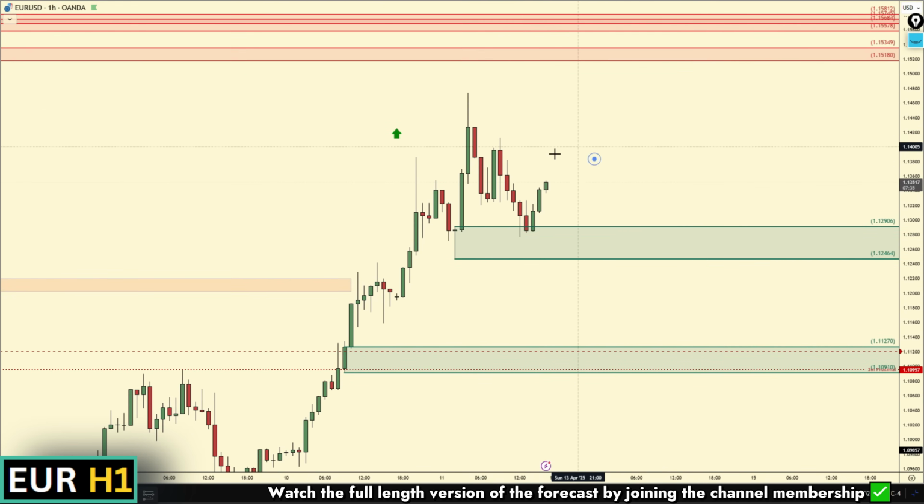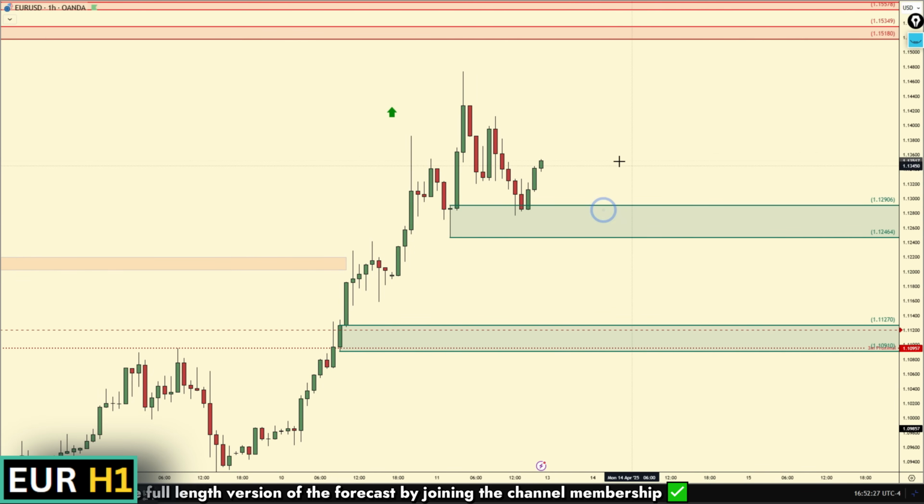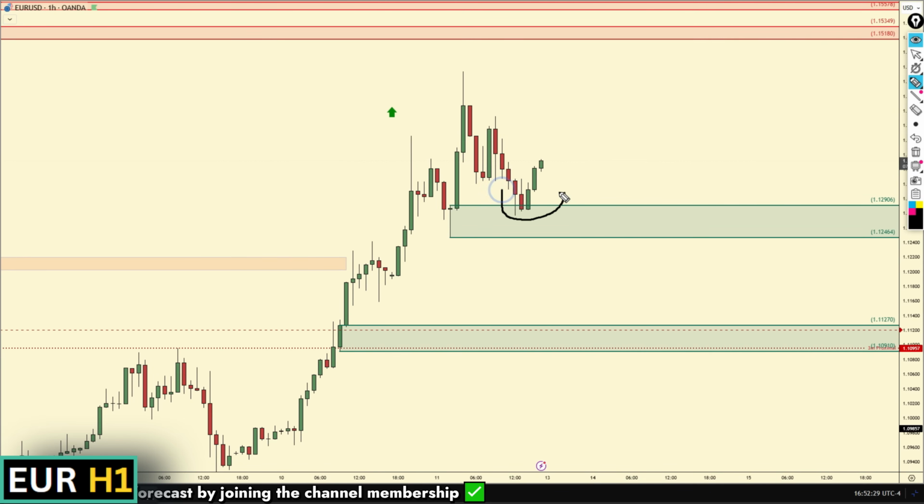So on the 1 hour time frame, we pointed out this 1 hour demand zone in the daily market breakdown video. Beautiful move off this demand zone so far, which means you could be looking for 5 minute time frame longs as long as this demand zone is holding.